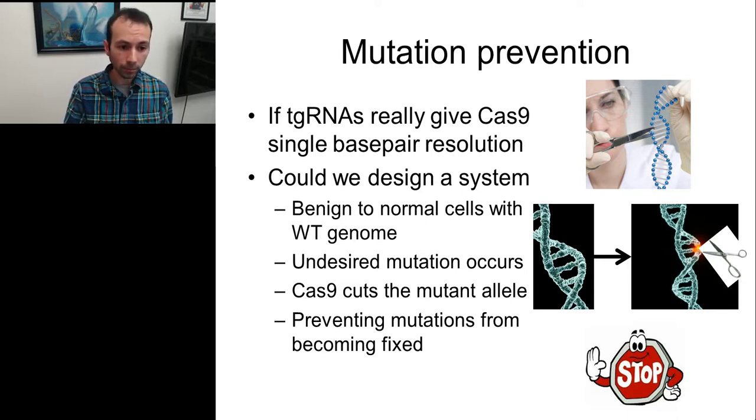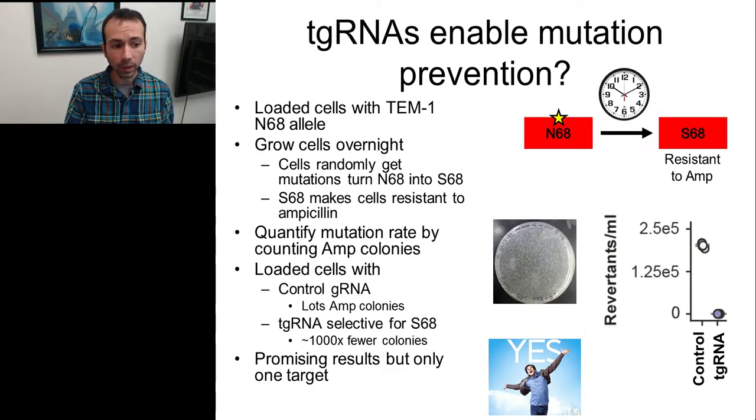To test that, we loaded cells with our TEM1 N68 allele. Then we grew them up overnight. What's important to know is that some of the cells randomly after overnight growth will convert the N68 allele into the S68 allele. And when you get the S form of this allele, it causes the cells to become resistant to ampicillin. So we can simply take cells, grow them up overnight, plate them to ampicillin plates, and just count the number of AMP colonies. That's a mark for how many times the N allele converted into the S.